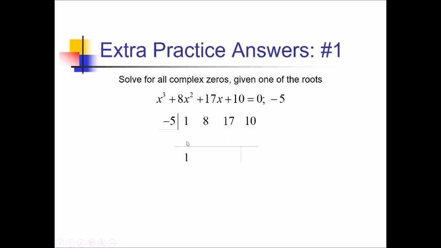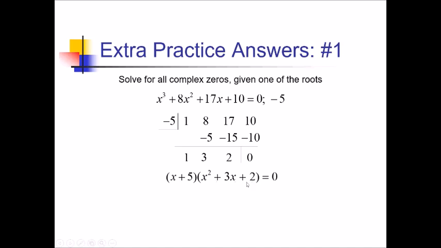So we bring down the 1, times -5 is -5, plus 8 is 3, times -5 is -15, plus 17 is 2, times -5 is -10, which gives us a remainder of 0, which is what we were hoping for. So I can factor this into x minus -5, or x plus 5, times the quotient here. So that's going to be 1x squared, because it's one exponent lower than we started with, plus 3x plus 2, and that all equals 0.